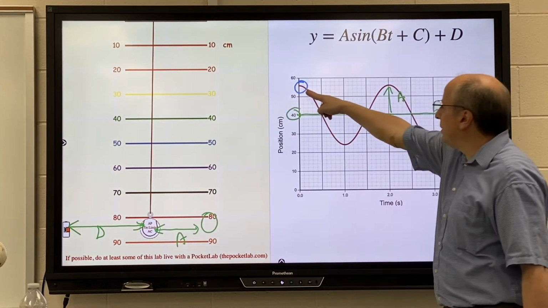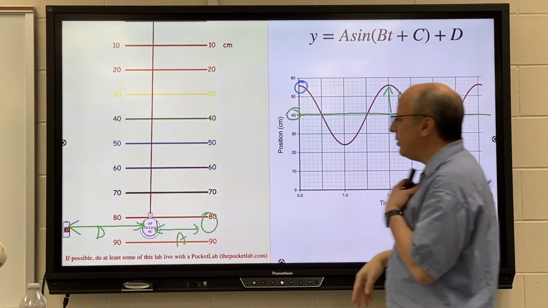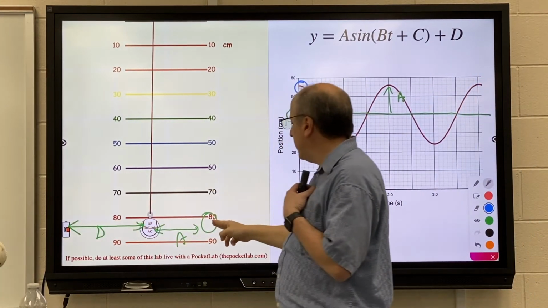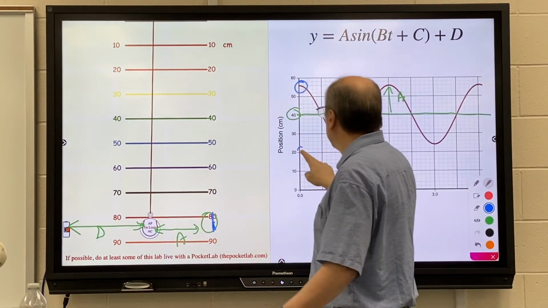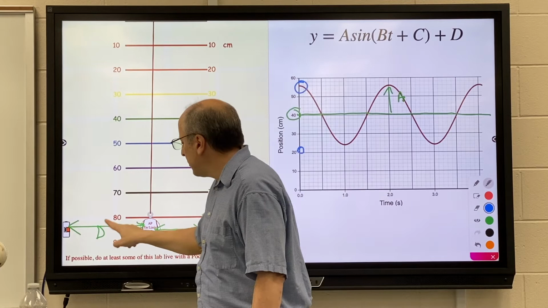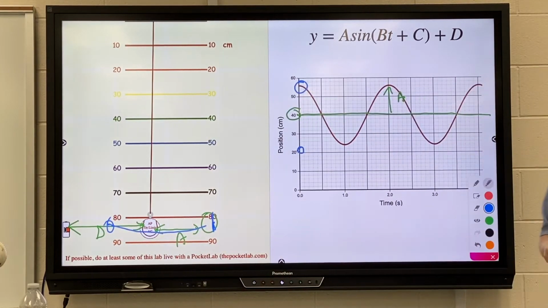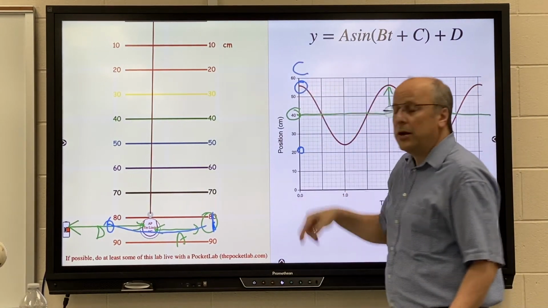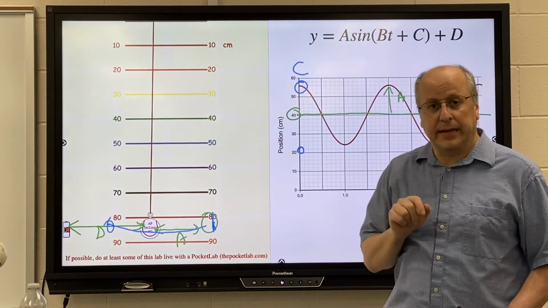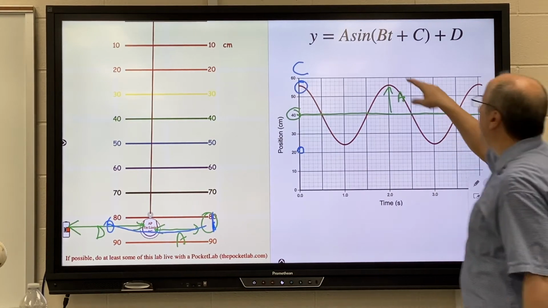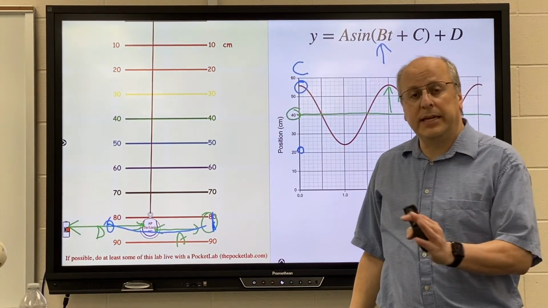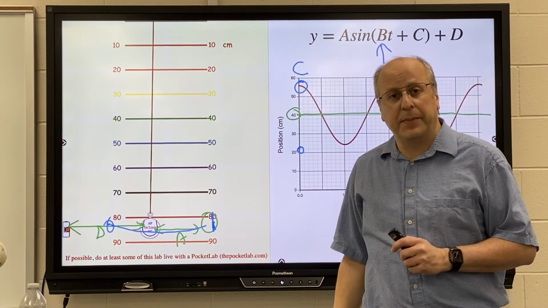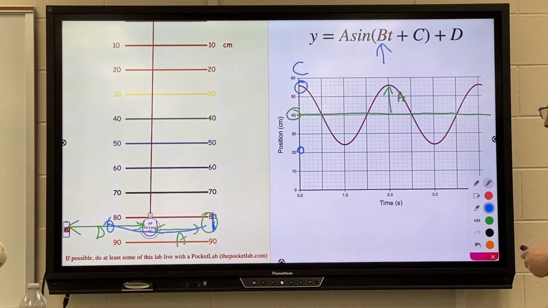If we want to have it start at its most extreme value, we want to hit collect when the ball is as far as possible from the pocket lab. If we wanted it to start down here, we should hit collect when the ball is as close as possible to the pocket lab. So C is controlled by when we start collecting data. Finally, the B value is out of our control. We control the A, the C, and the D, but we do not control the B. The B is controlled by nature.